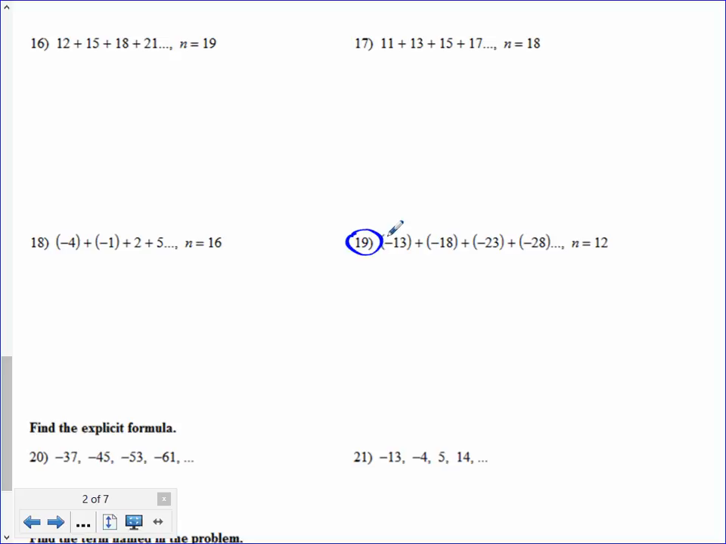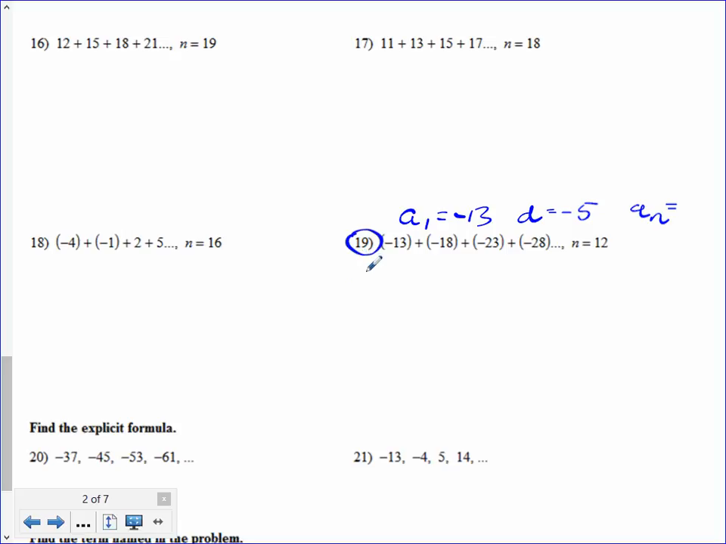Once again, you just got to think about what do you have and what do you need. So here you have the first term, right? What else do you have? You have the common difference. What's the common difference? -5. Good. Important that you see that it's negative. You got 12 terms. So the one thing it looks like we don't have is what that 12th term is.